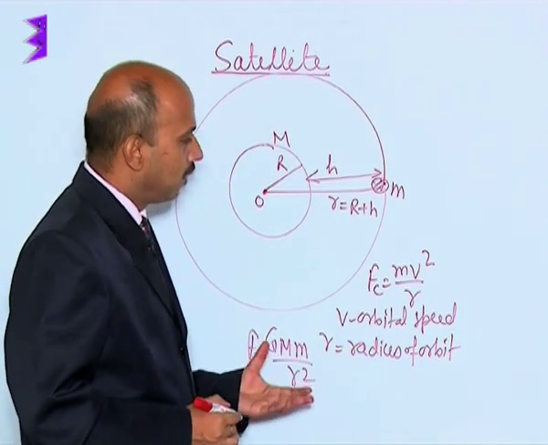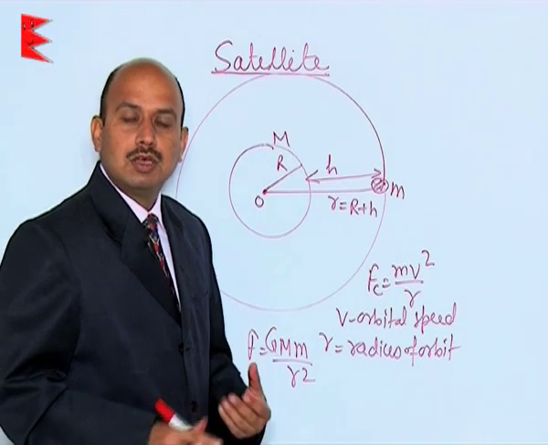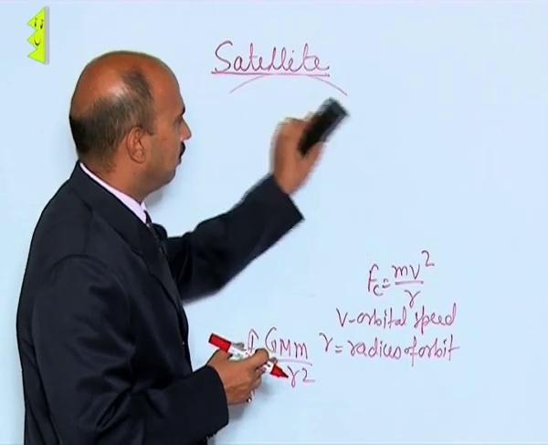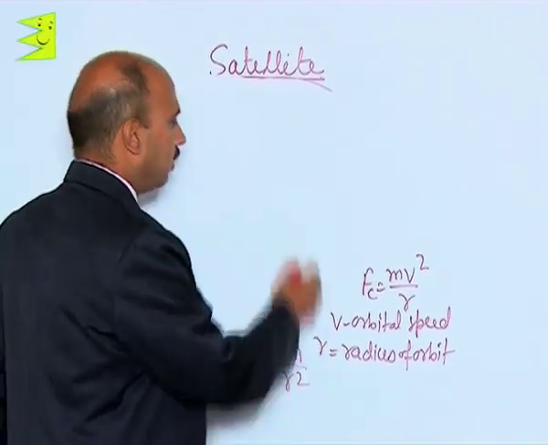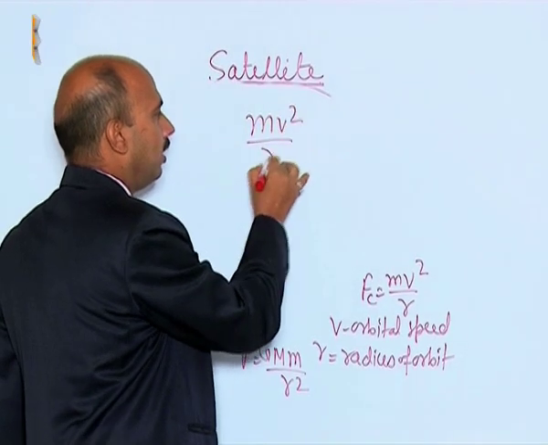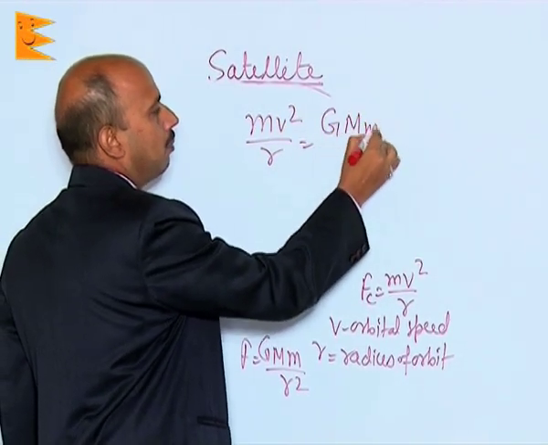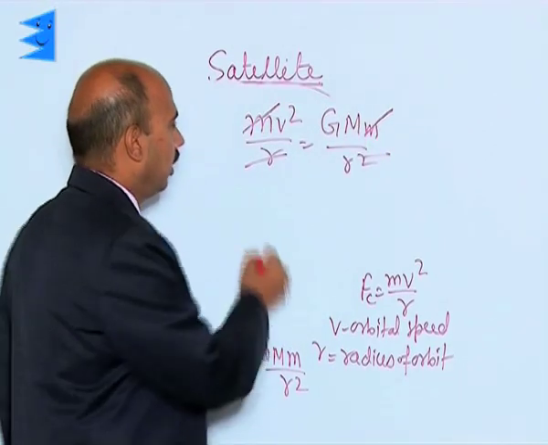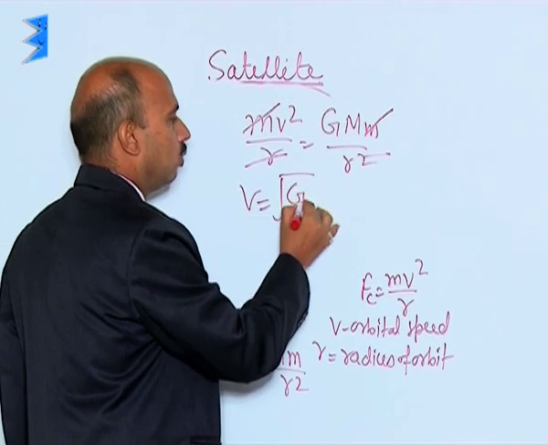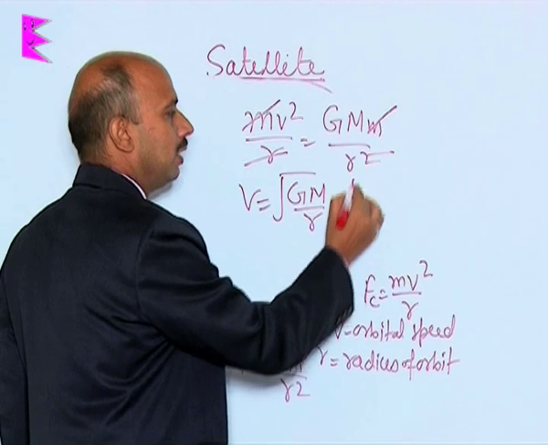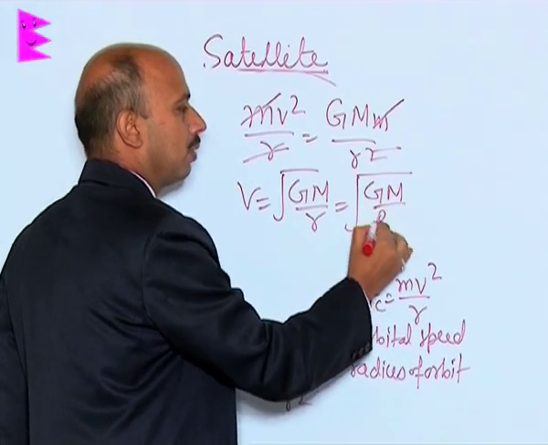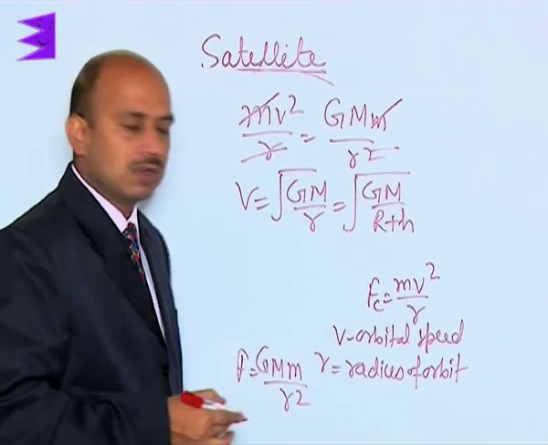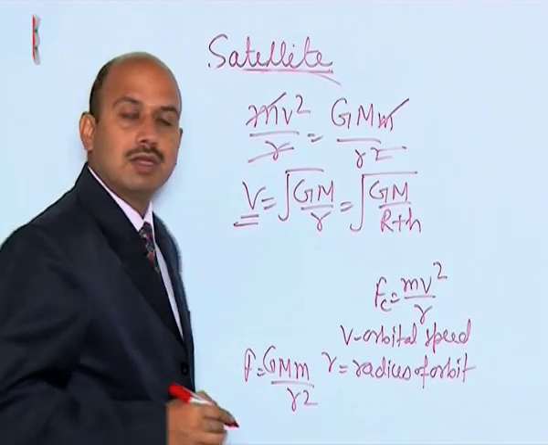Now we will derive the formula for the orbital speed. Just now I will remove this diagram and use these mathematical equations. We can write mv square upon r is equal to GMm upon r square. This m and this m will cancel, and this r and this r will cancel. You will get v is equal to under root of GM upon r, that can be written as GM upon R plus h, where R is the radius of the earth and h is the height above the surface of the earth. So, this is the formula for orbital velocity.